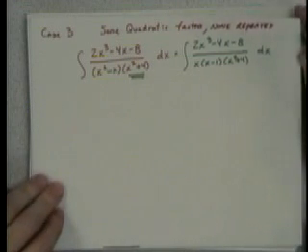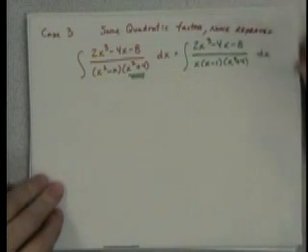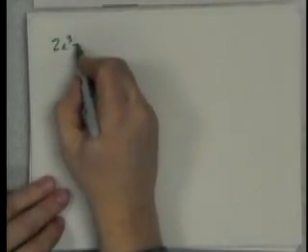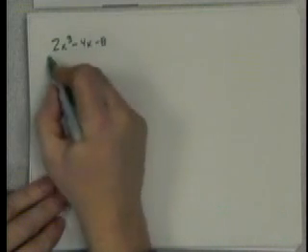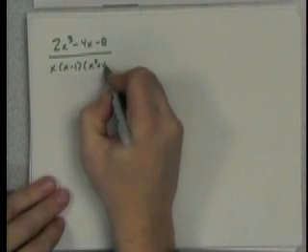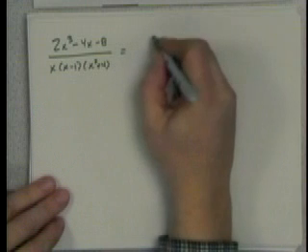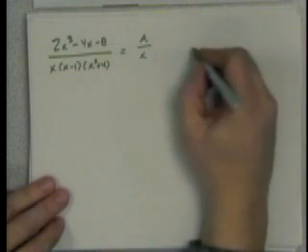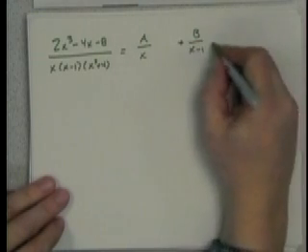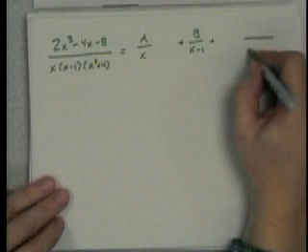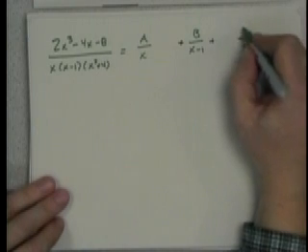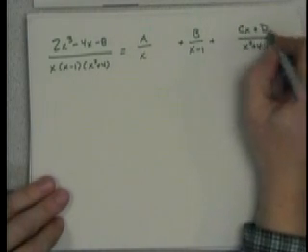So again, I'm going to go off to the side here and try to rewrite my rational polynomial. So I'm going to have an A over x, just like before, a B over x minus 1, that's also like before. But here, over my quadratic term, we're going to have a linear term. That means I need a Cx plus D.